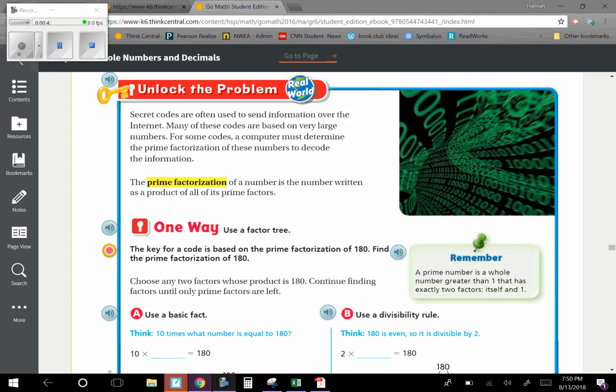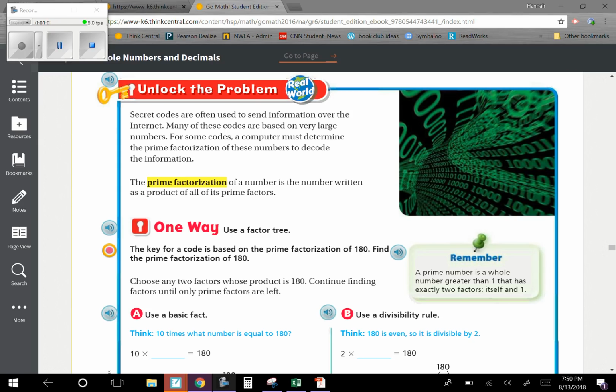Now remember, for those of you who don't remember what a prime number is, it tells you right here under this Remember pin. It says a prime number is a whole number greater than 1 that has exactly 2 factors, itself and 1. So 1 is not a prime number. It does not count. But any other number that only has 2 factors is.